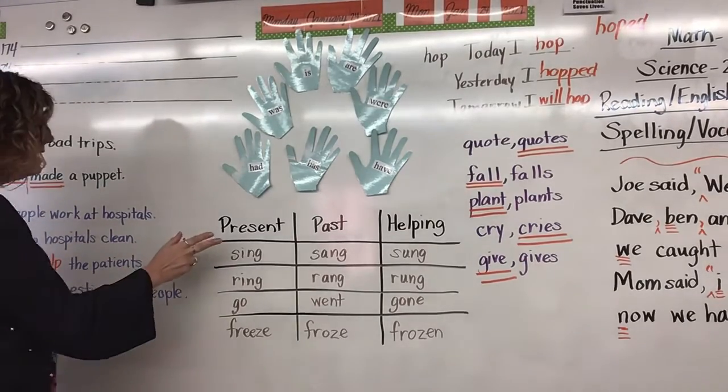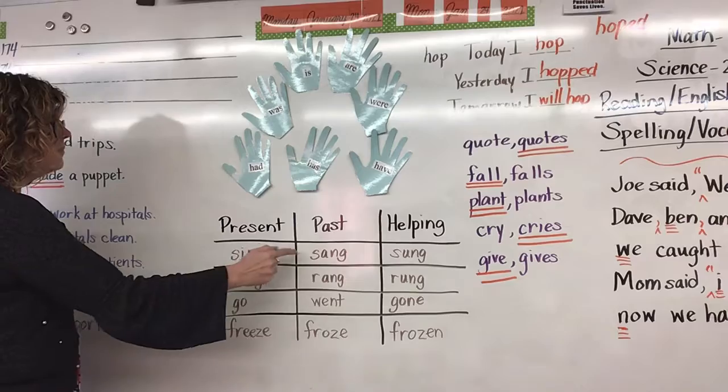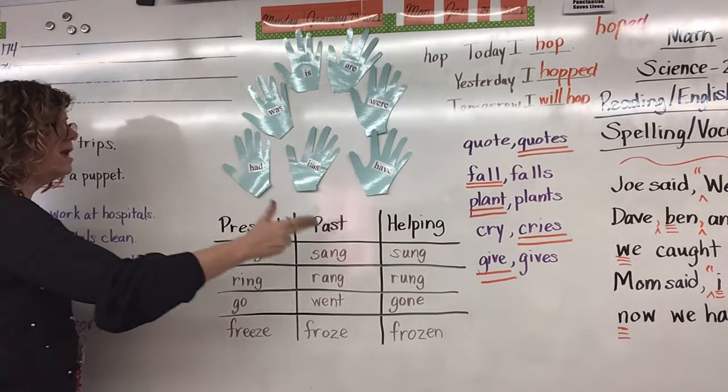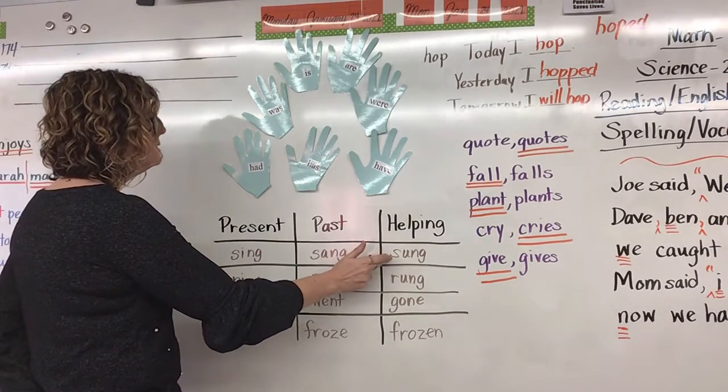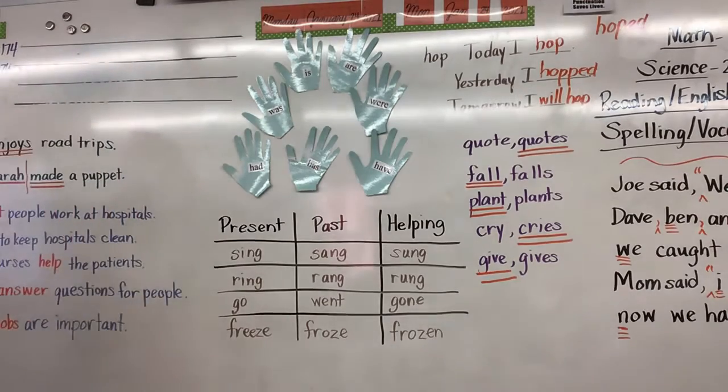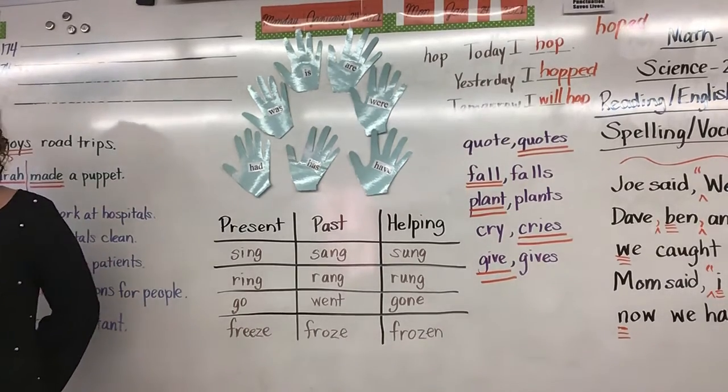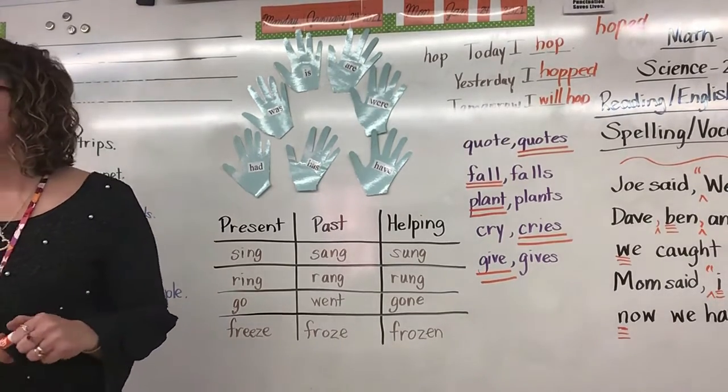The present form is sing. The past is sang. And the one that needs a helper is sung. Oh my gracious, I think we have a problem. Didn't we learn that the one that ends in an N needs a helper? Do any of these end in an N? No. So guess what? It's time to give you the other hint.